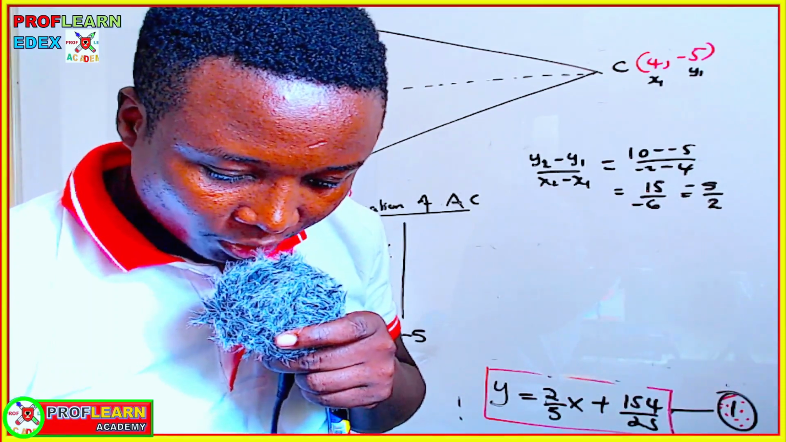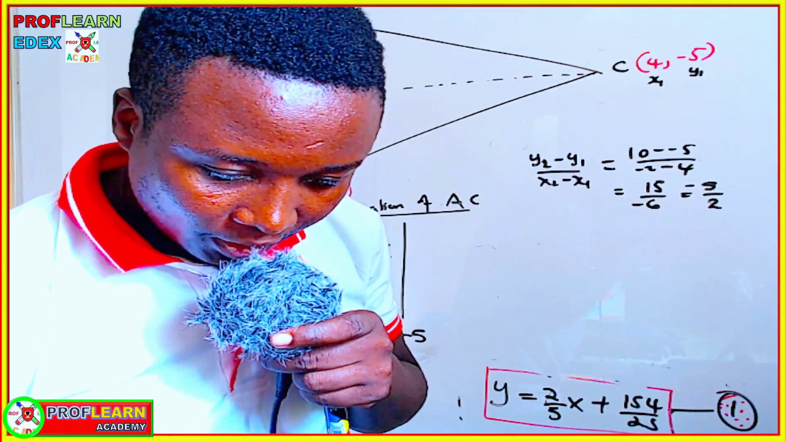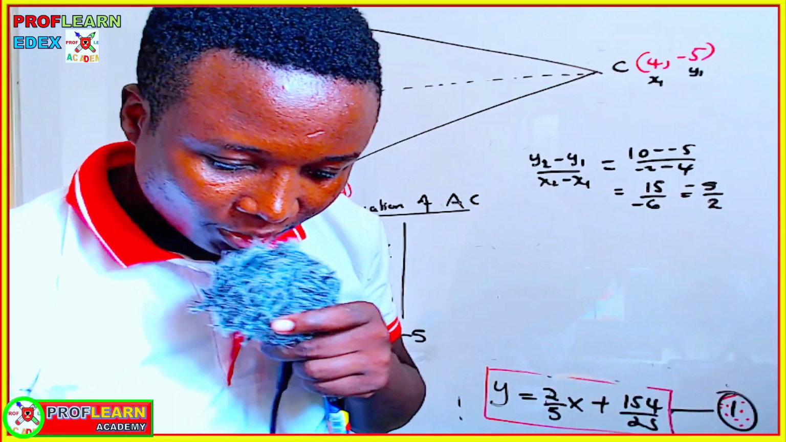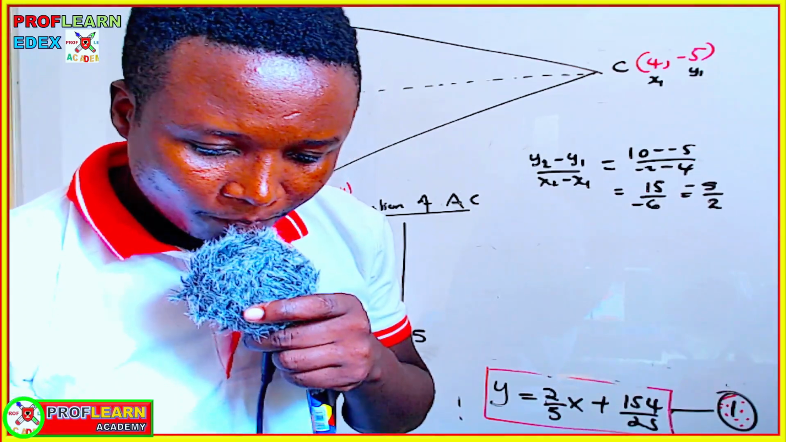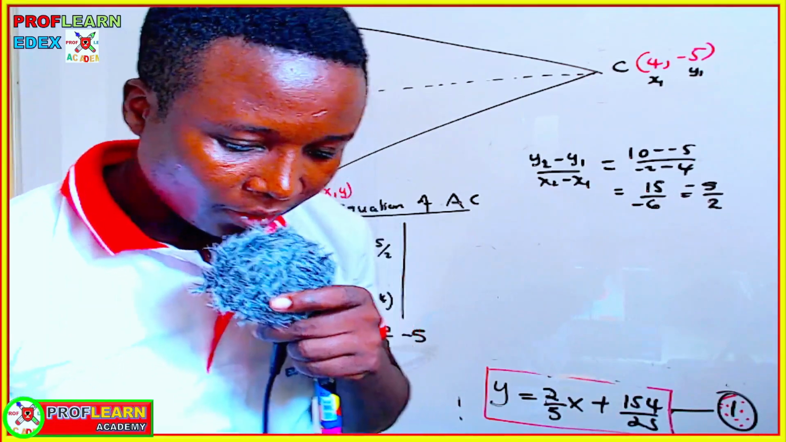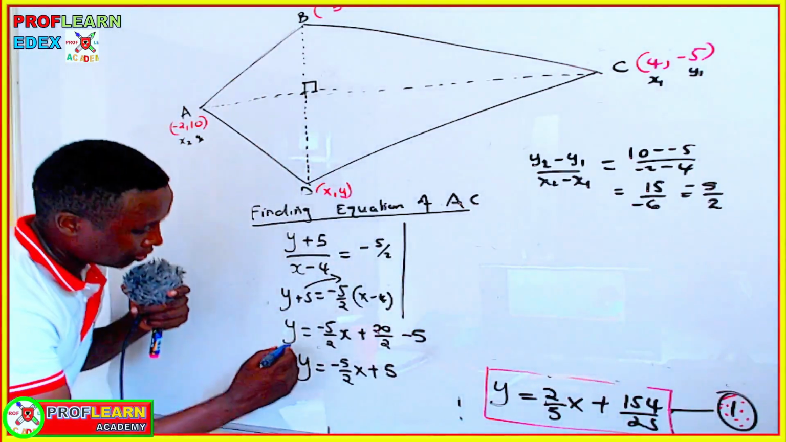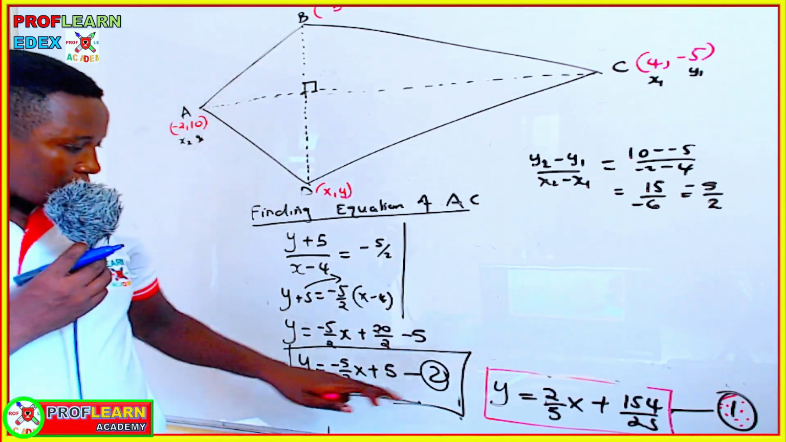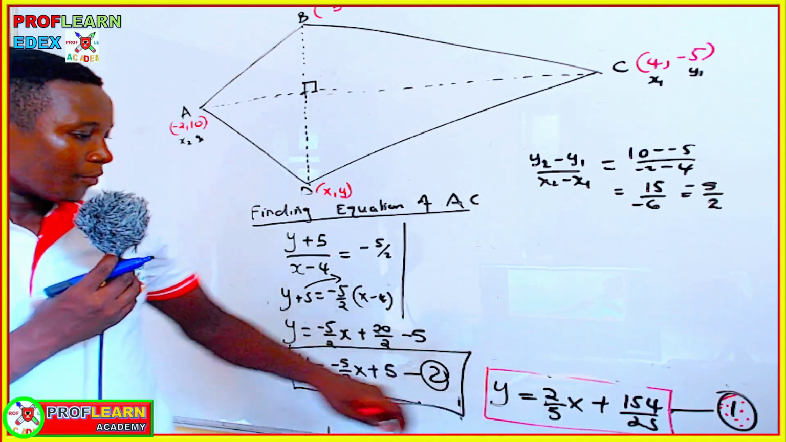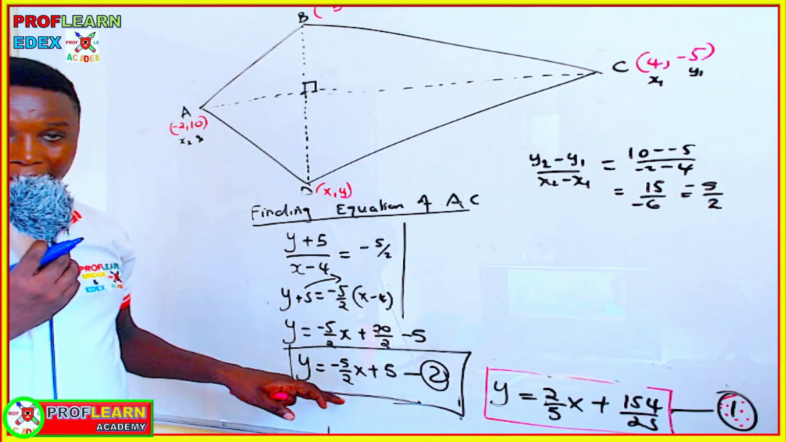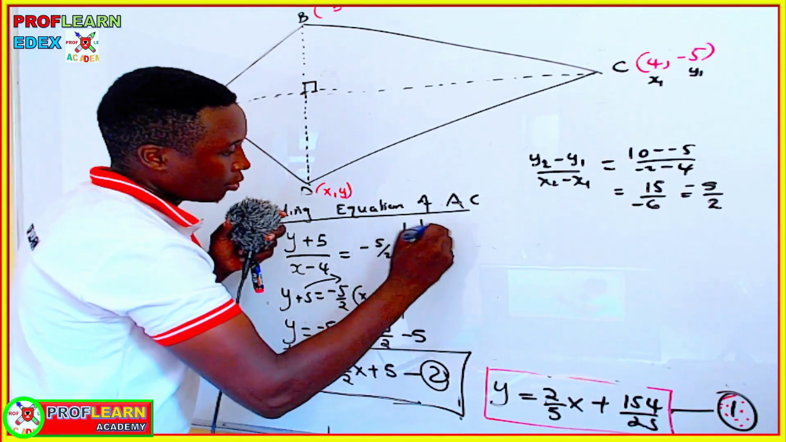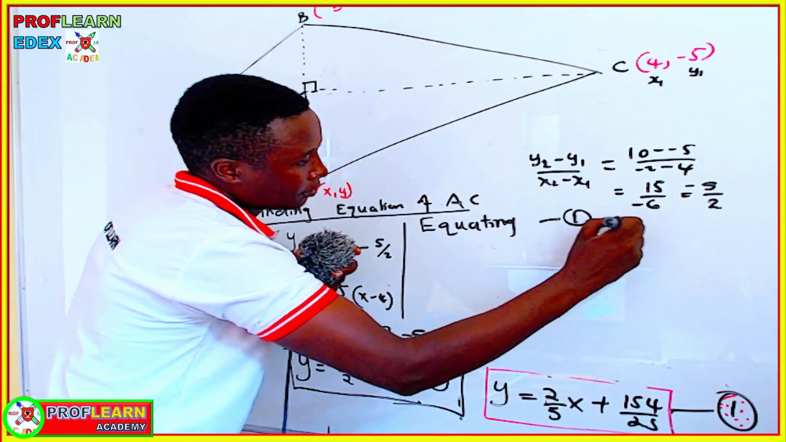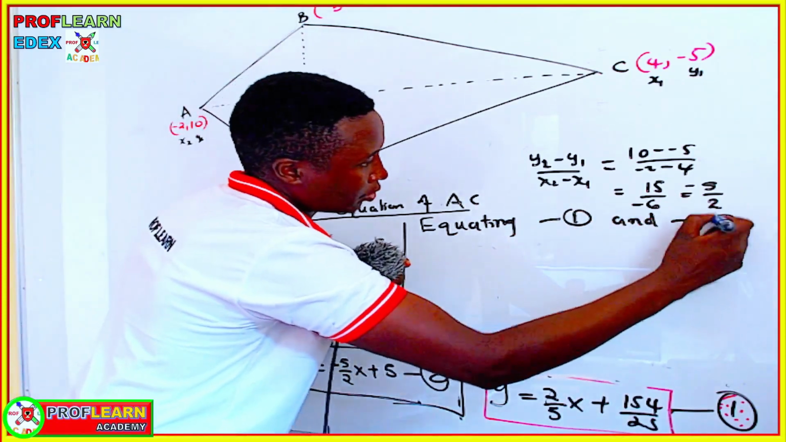So let us just continue and try to work out this particular question and see what we are expected to do in order to earn all the marks. Now, once we have this equation, we are going to call it equation 2. Meaning that we are going to equate this equation and this so that we can find the value of x and y. So we're going to say equating equation 1 and equation 2.